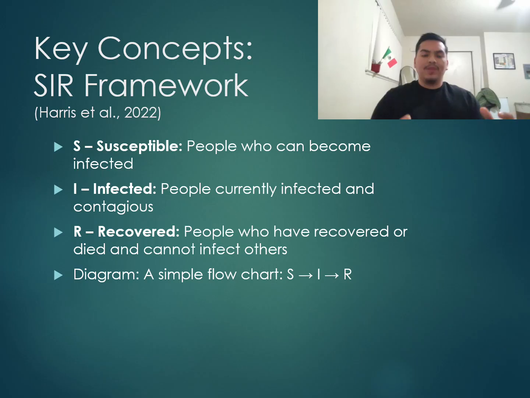From there on, we make our way down to the I group, which is infected. And then from the I group, we make our way down to our recovered group. And once we get to these groups, we can't move back up. So once we are there, we can only move down. We can only trickle down.